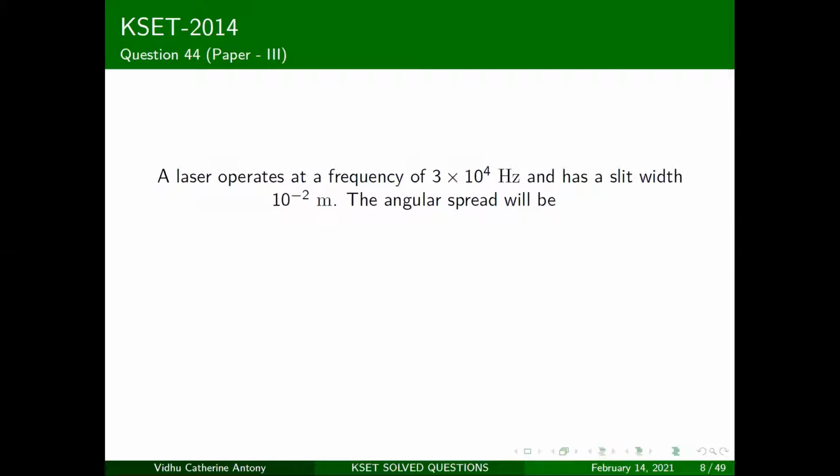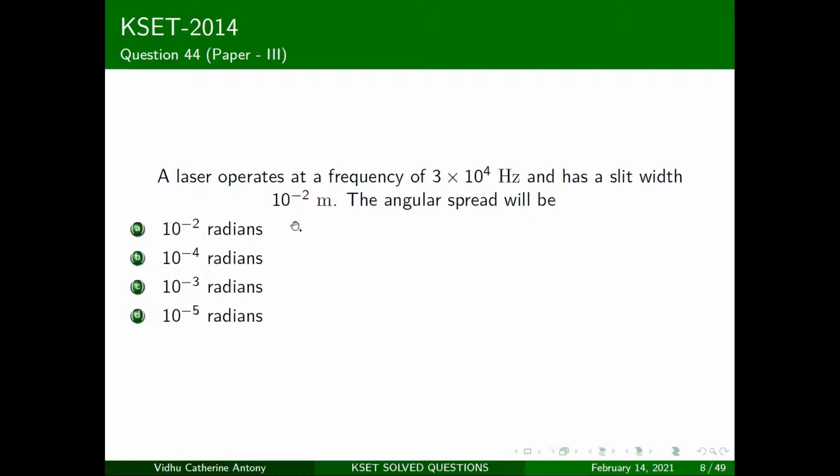So now let's go into a problem. This question is not a very correct question. The options are wrong, and the revised answer key is wrong. They said that the options for this are wrong, and I'll even tell you why once we get to the problem. So a laser operates at a frequency of 3 × 10⁴ hertz and has a slit width of 10⁻² meters. The angular spread will be.